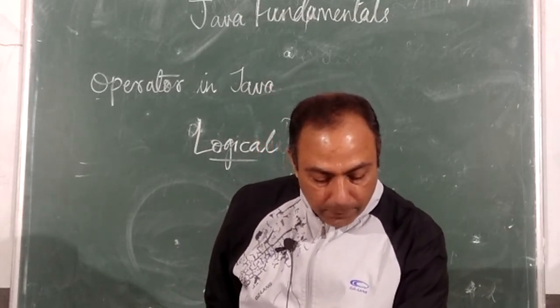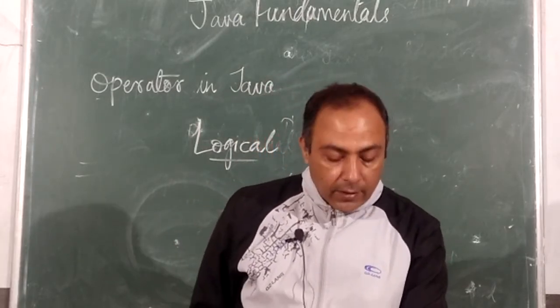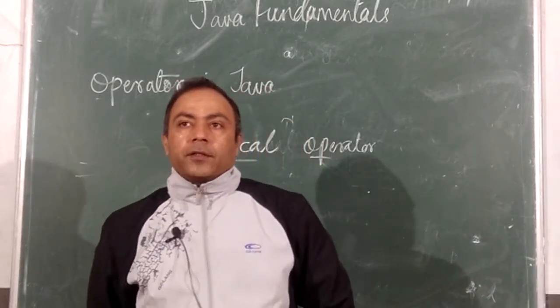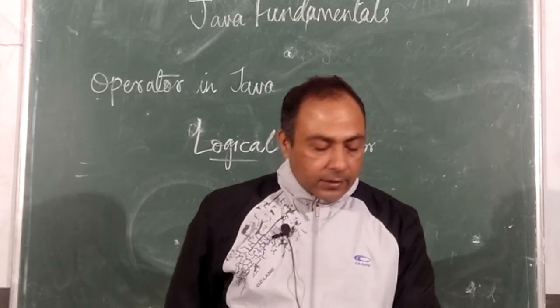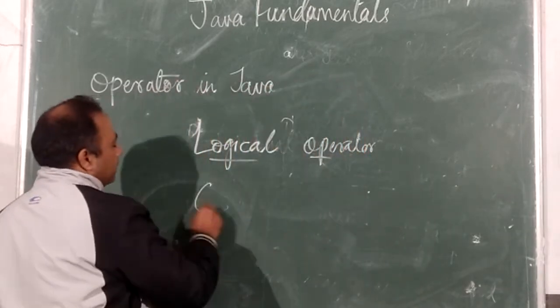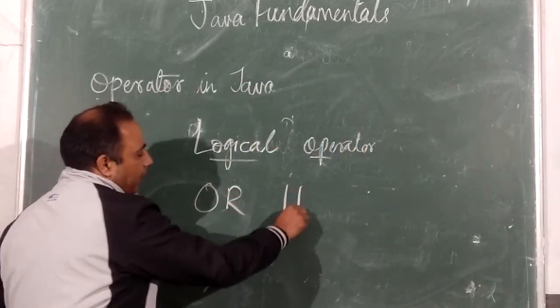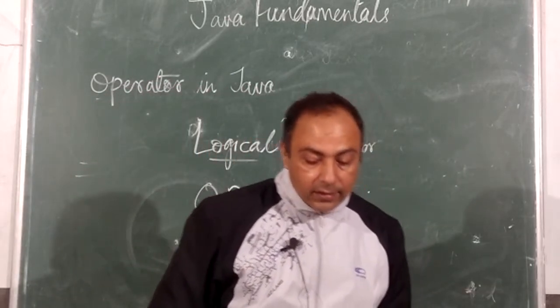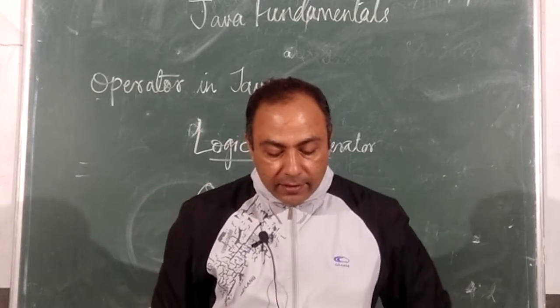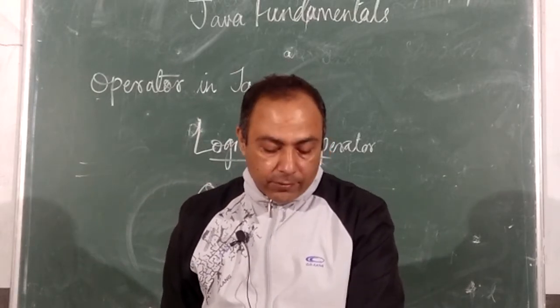So these are some of the logical operators. First, the OR operator. We have come across this operator. The symbol of the OR operator is a double line. The logical operator OR combines 2 expressions which make the operands.